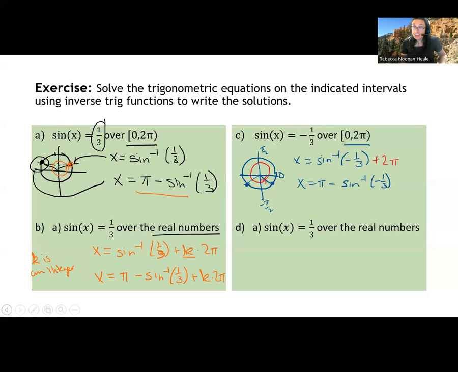Okay. And then when we describe things over the real numbers, in this case, it is all about just adding multiples of 2 pi. So I have x is equal to sine inverse of -1/3 plus k times 2 pi. And x is equal to pi minus sine inverse of -1/3 plus k times 2 pi. And it's always good, since this is a different problem, I will just state again, k is an integer.